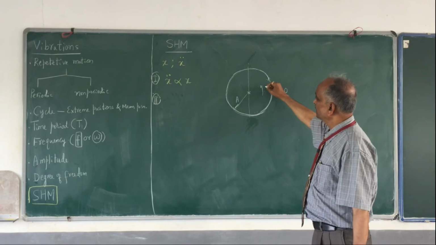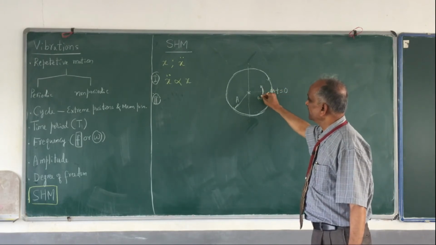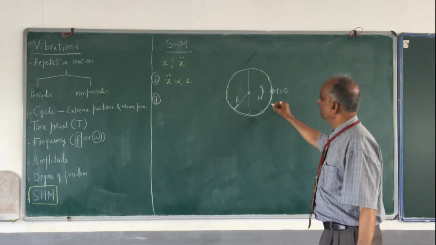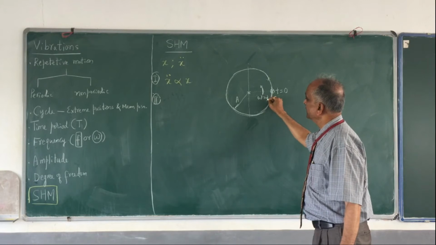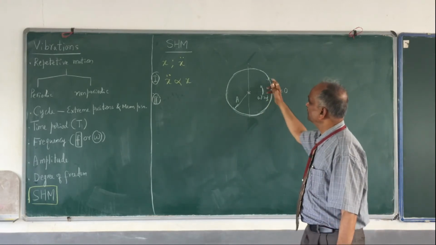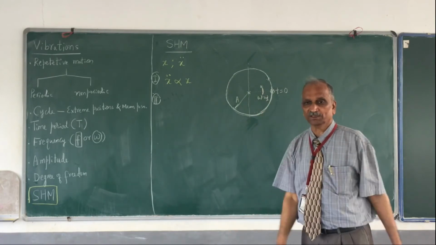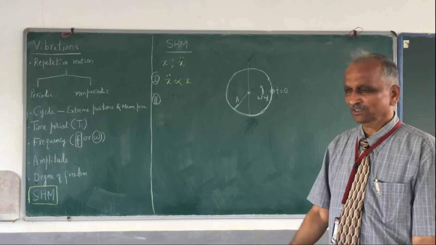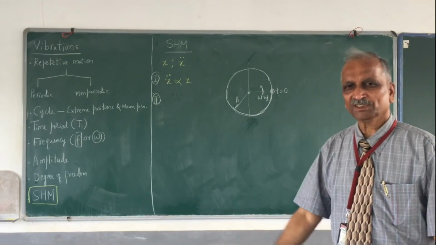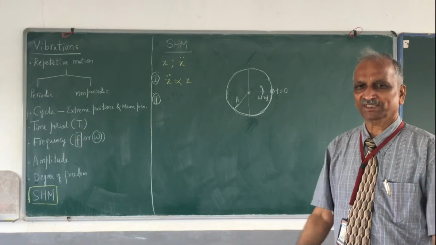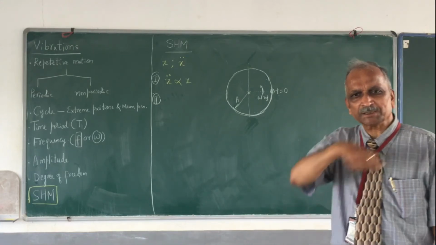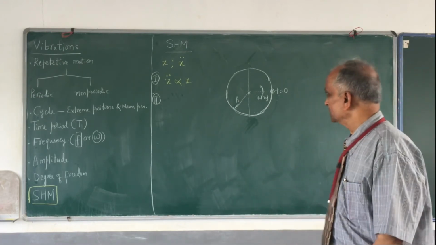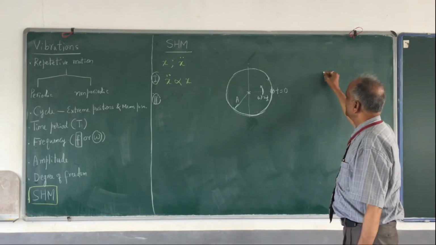At what speed am I moving? I am moving at an angular velocity of omega, omega radians per second, a constant angular velocity. After some time, say after t seconds, where t is very small, say 0.1 second, 0.15 second, I must have covered some displacement.